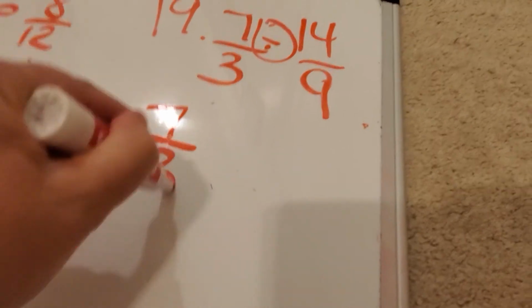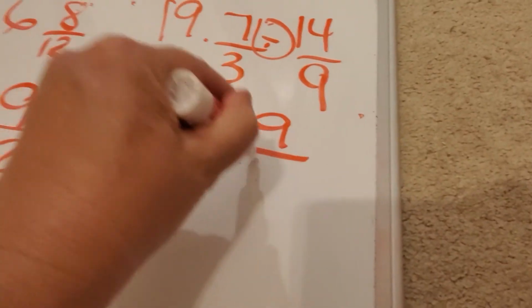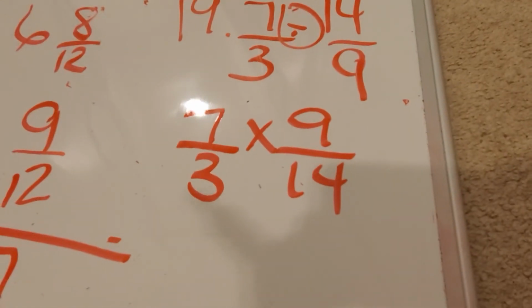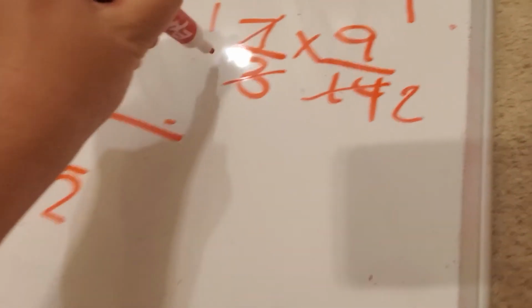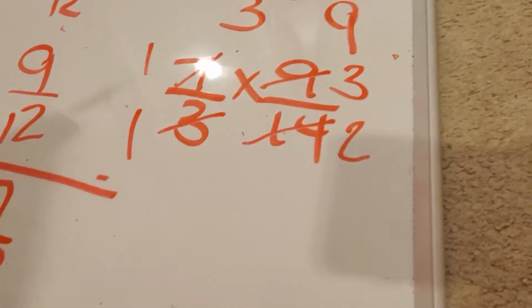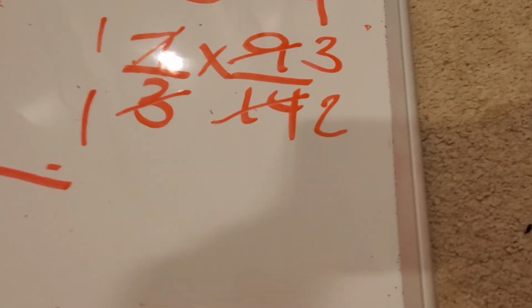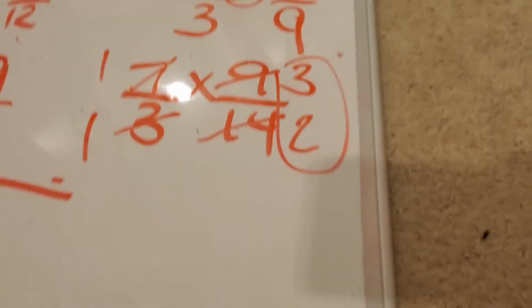So it's 7 thirds times 9 over 14. And look at that. It sets it up so we can cancel out both sides, multiply it out, and then make your final answer. Make that a mixed number.